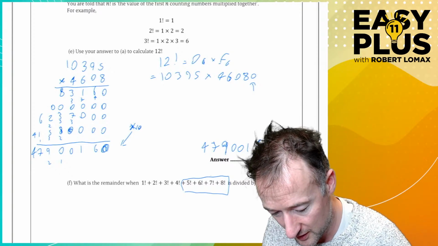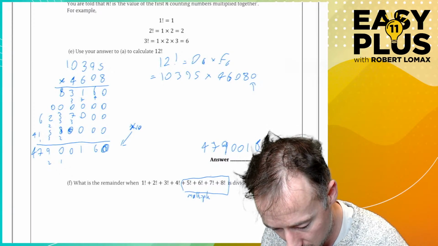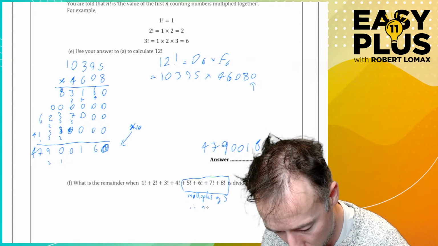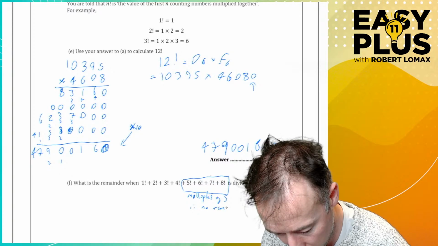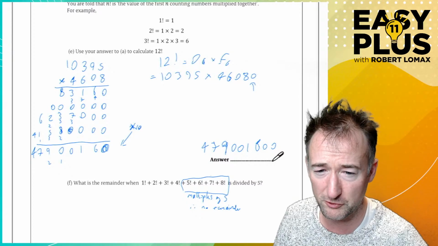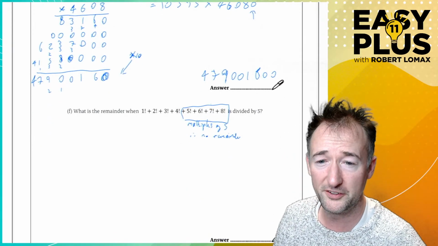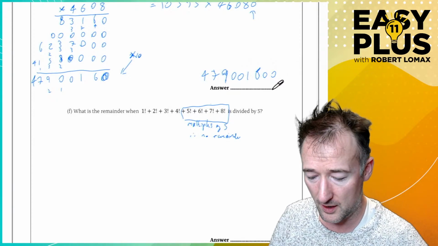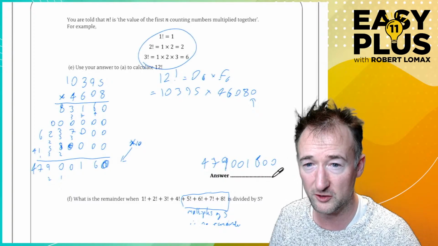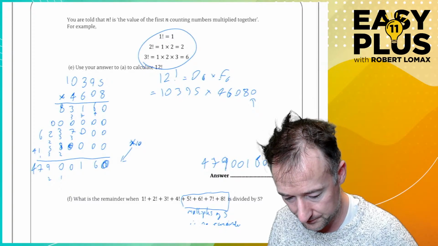So these multiples of 5, I'm going to write a note for the marker. Multiples of 5, therefore no remainder. Those 3 dots in a triangle is a therefore symbol, just a shorthand. So now I just need to work out the rest. And they've already given us 1 factorial, 2 factorial, and 3 factorial up here. So we know that that's 1 plus 2 plus 6.